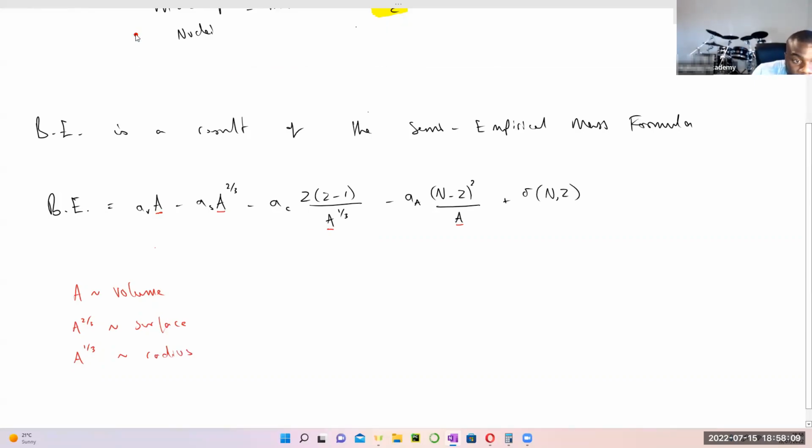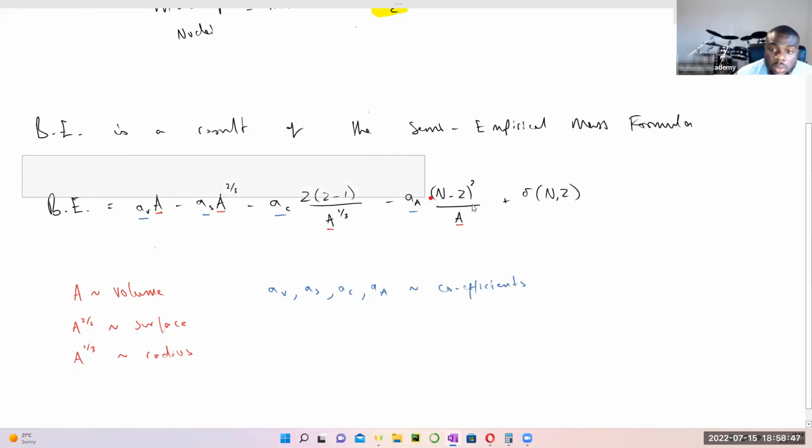These A terms with subscripts are all, sorry, not constants, they are coefficients. So A_V, A_S, A_C, and A_A are all coefficients, so they are values that you basically pick from a table. And then N is the number of neutrons, Z is the number of protons, okay? Now we can talk about it.